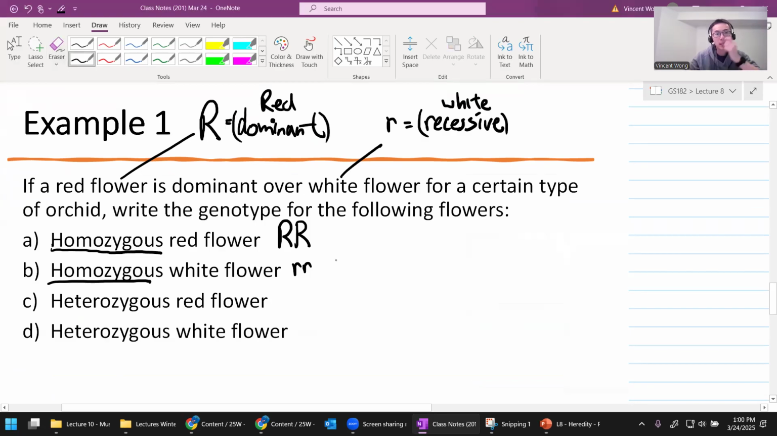What about heterozygous red flower? What is heterozygous red flower? Heterozygous means not the same, and so it must be big R and small r. How about heterozygous white flower? What is a heterozygous white flower?